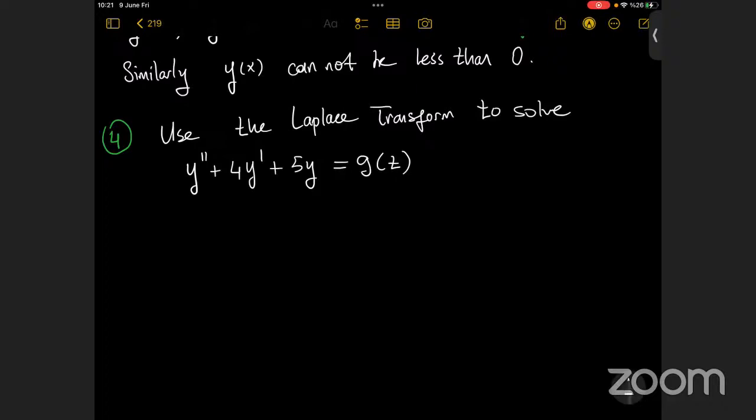So we will solve this using Laplace transform. Here the initial values are y of 0 equals y prime of 0 equals 0.